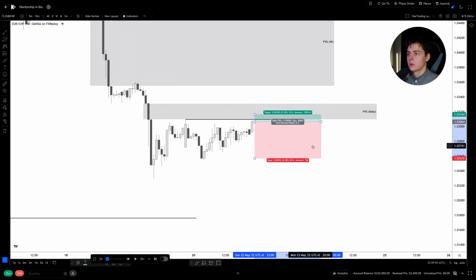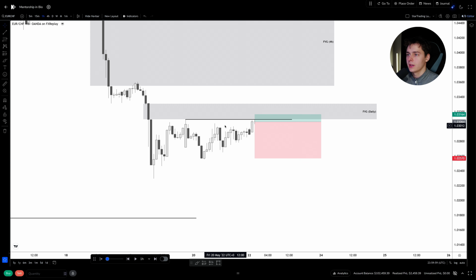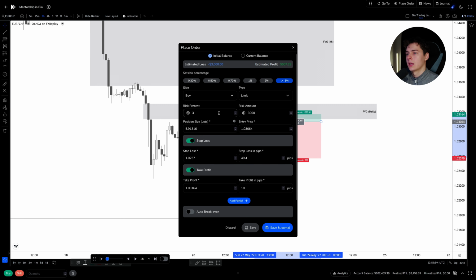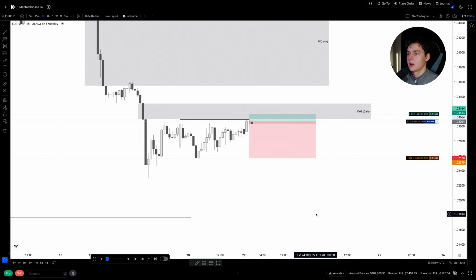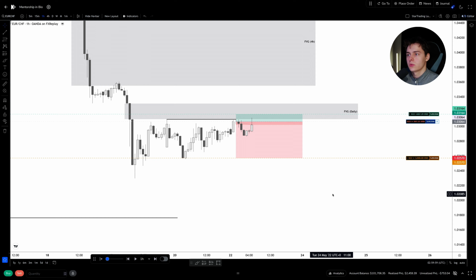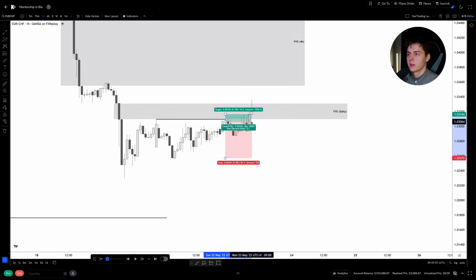So in that case, what do we want to do? We have the relative equal highs. We have a lot of different information onto the chart, and this is basically light work for us. 3% risk as always. We're going to market order in, and from here, let's see what happens. We definitely got filled into the trade, no doubt. And this is another take profit hit.